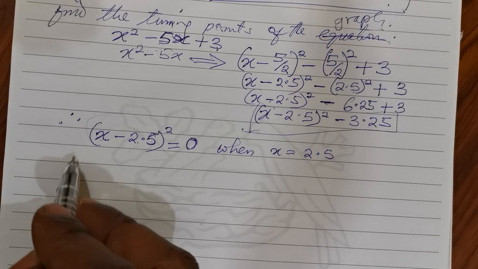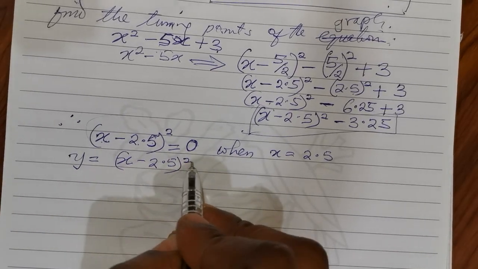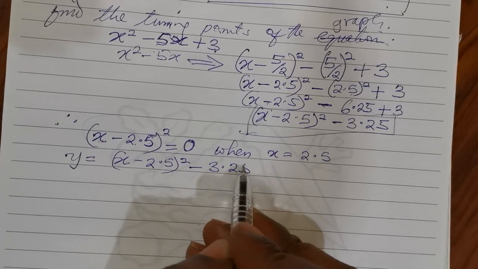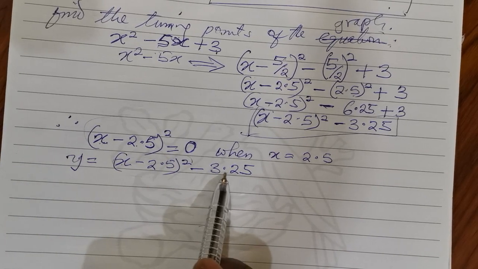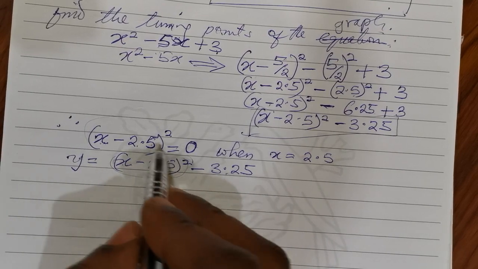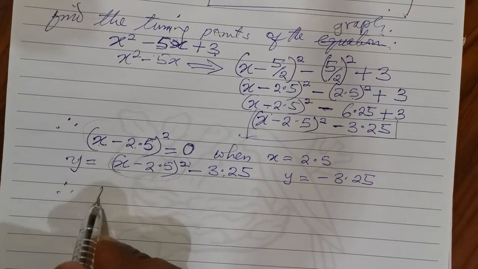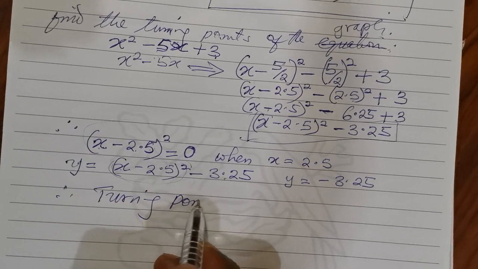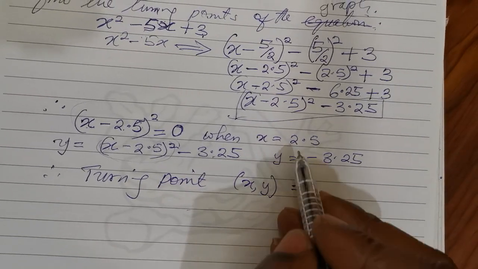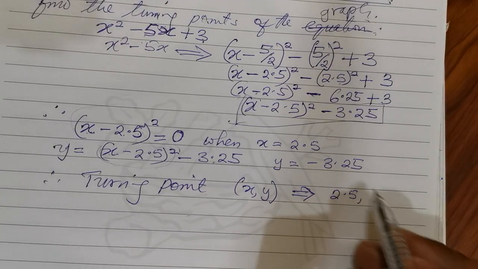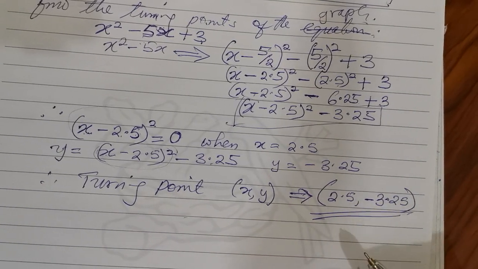Going back to the graph, y equals x minus 2.5 squared minus 3.25. When x minus 2.5 is 0, y will be minus 3.25. The turning point, as a coordinate of x and y, will be x is 2.5 and y is minus 3.25. This is the turning point of the graph.